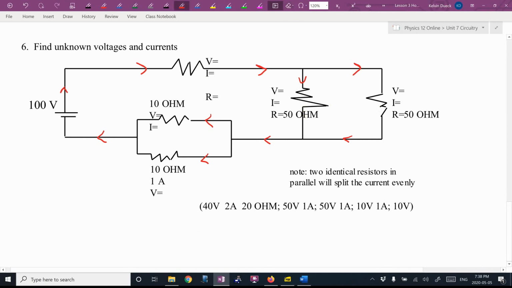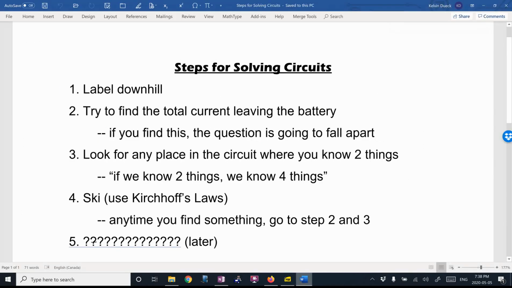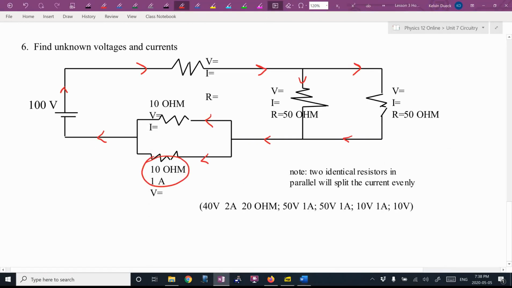Okay. Step 3, look for any place in the circuit where I know two things. Knock, knock. I know two things, I know four things. Although this question isn't asking me to find power, I can certainly find voltage by using V equals I times R. I can tell you that this is 10 volts. Not only that, because these two resistors are identical, that must mean that the current here is identical.